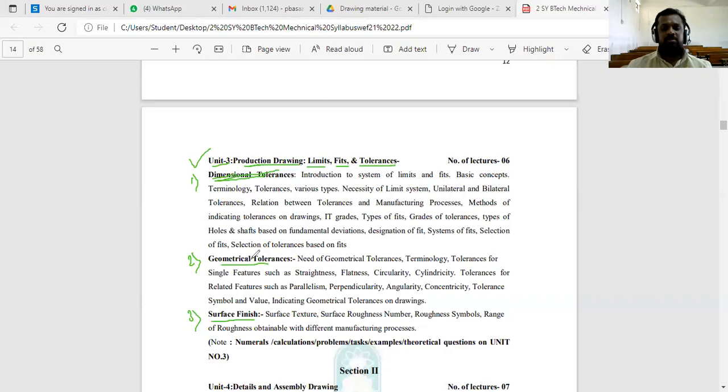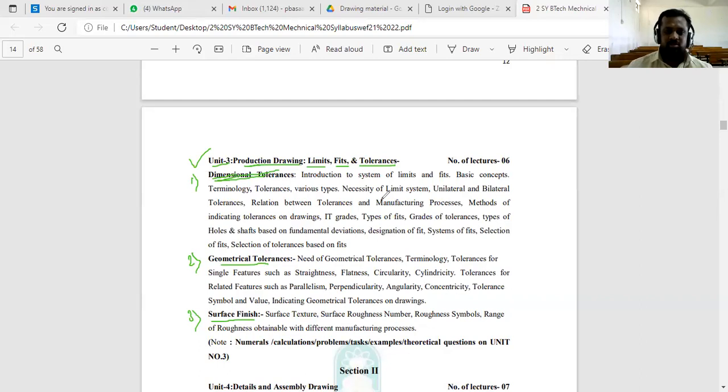What is the name of chapter number 3? Production drawing: limits, fits, and tolerances. The first portion is dimensional tolerances. It consists of the limit. What is meant by the limit? What are the different types of limit?